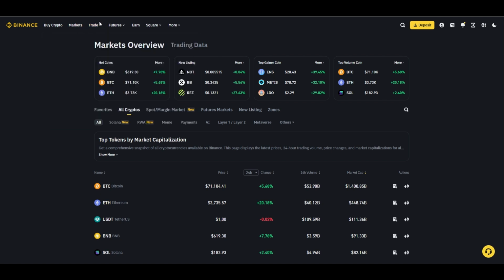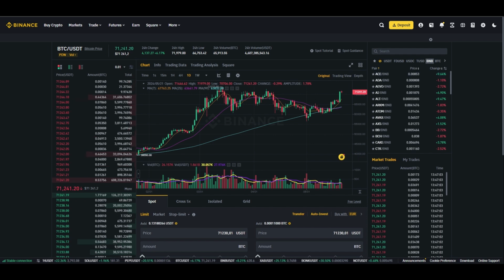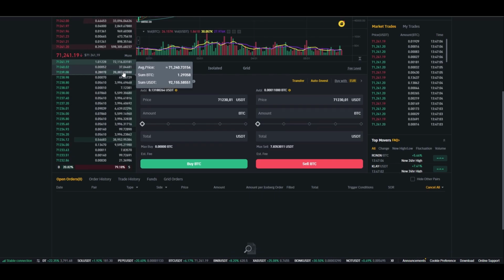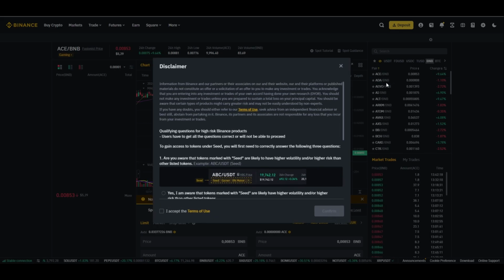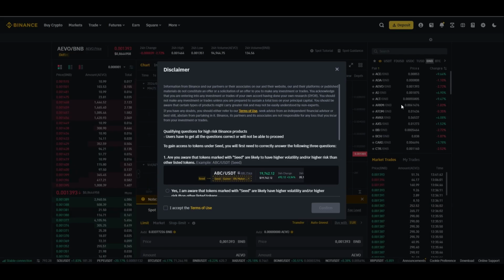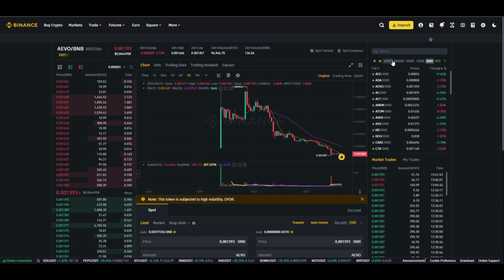You can also, of course, buy any other cryptocurrency of your choosing. It doesn't have to be just Bitcoin. Here you can find any pair of cryptocurrencies you want to buy. For example, if you want to buy something with Bitcoin, then you have to click here on Bitcoin, that means for which currency you're buying.